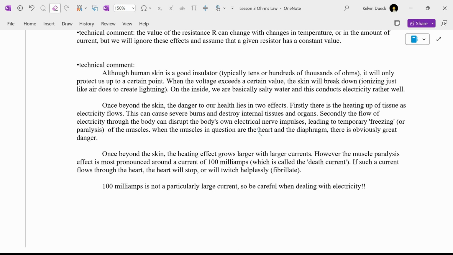But to cause your heart to fibrillate, you hardly need any current at all. It's only about 100 milliamps, about 0.1 amps. This is actually nicknamed the death current. That's enough to cause your heart muscle to start to twitch irregularly or stop it from beating. And 0.1 amps is not much.